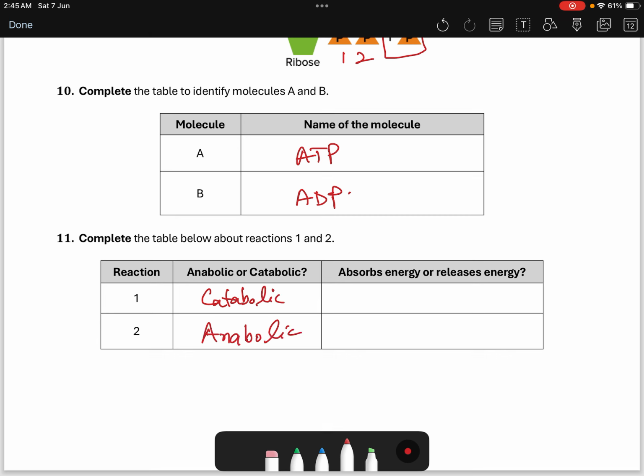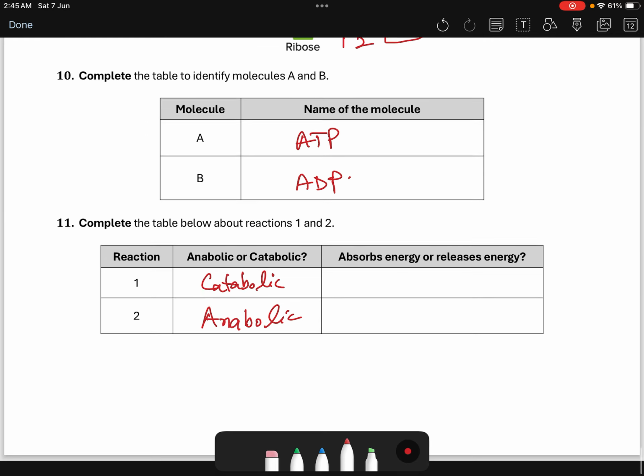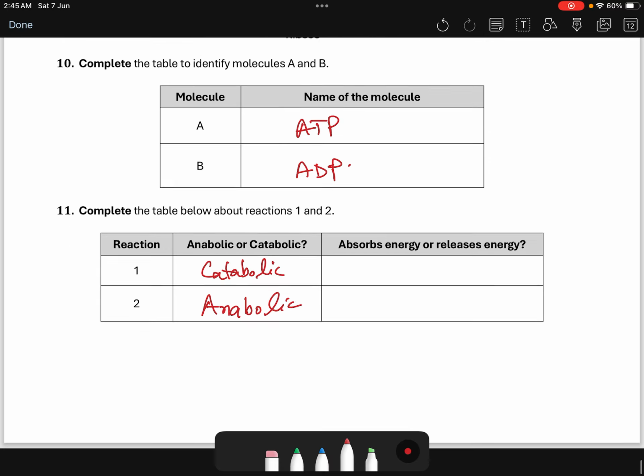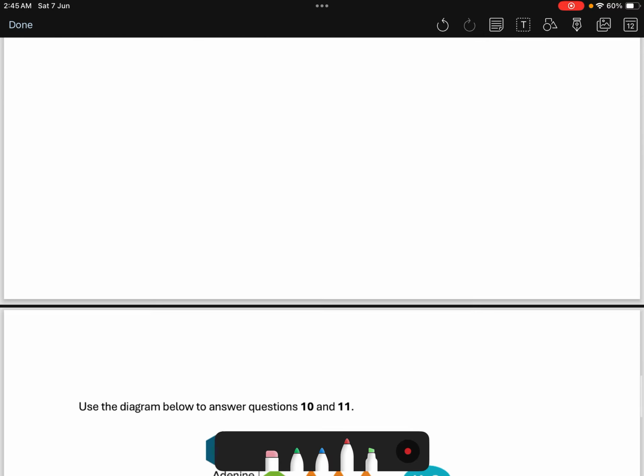So you can say energy is released or absorbed. Of course in the first one, when you break down, energy is released. And when you join them, they absorb energy. And that's it. This is also done.